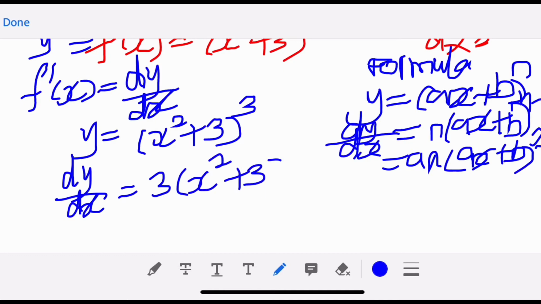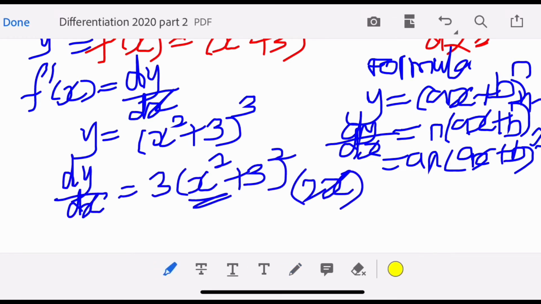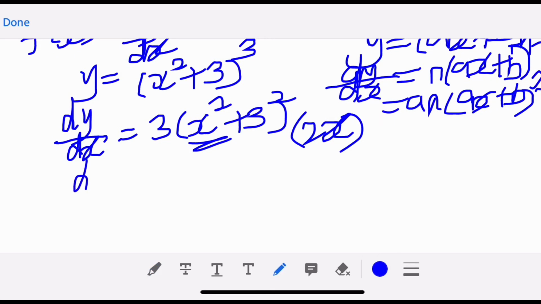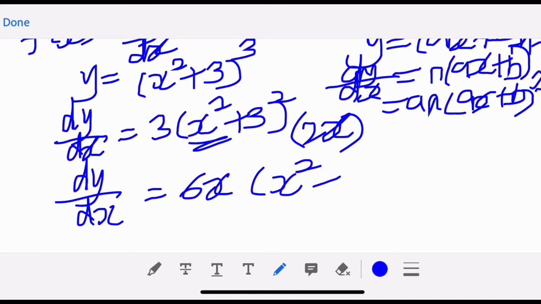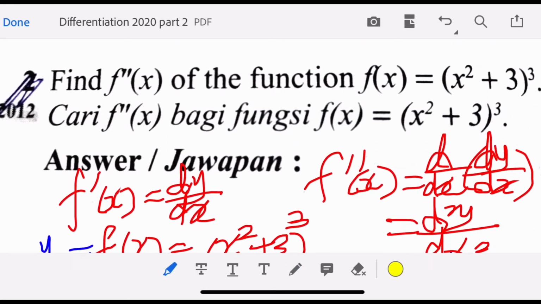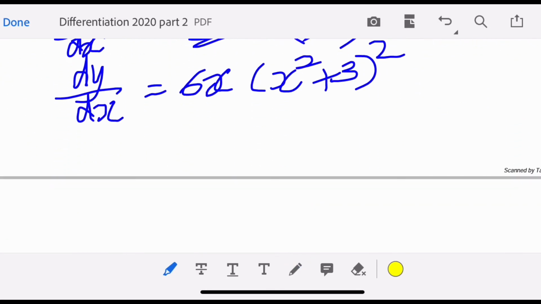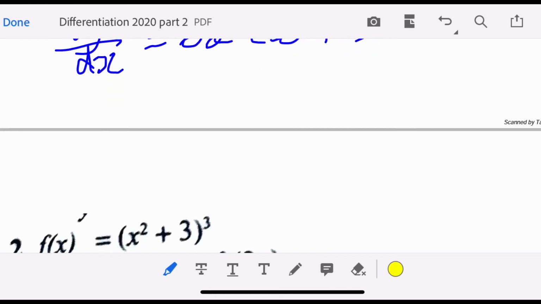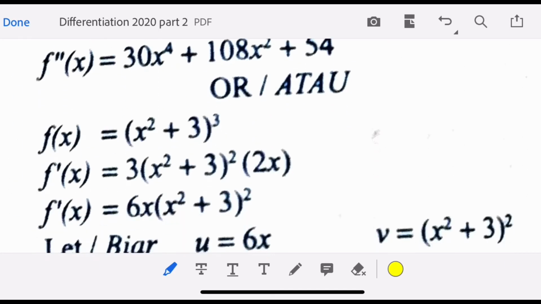3 bring down, copy everything, 3 minus 1 is 2. Don't forget you have to differentiate the x squared, so you get 2x. Now you have to simplify: dy/dx equals 6x times (x squared plus 3) to the power of 2. This is only the first time you differentiate. But the question asks you to differentiate how many times? Twice. So I have to differentiate again.